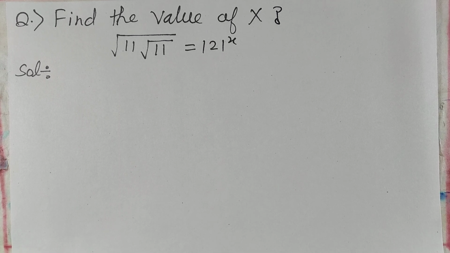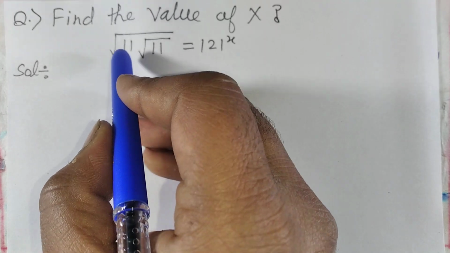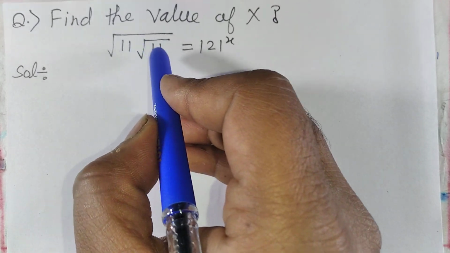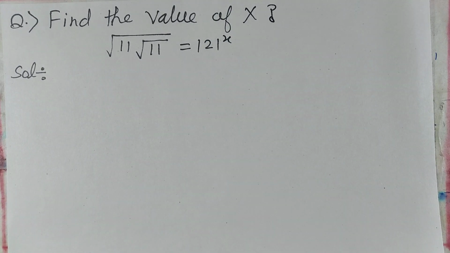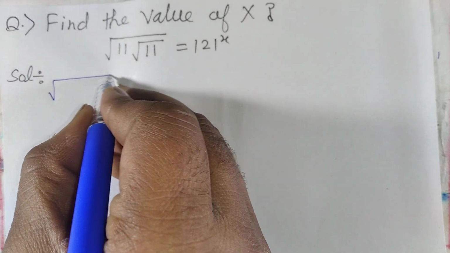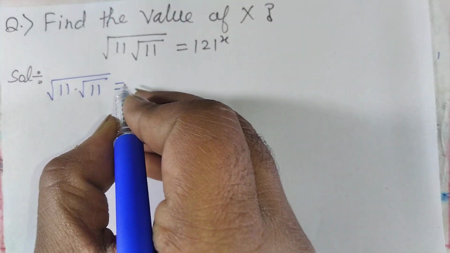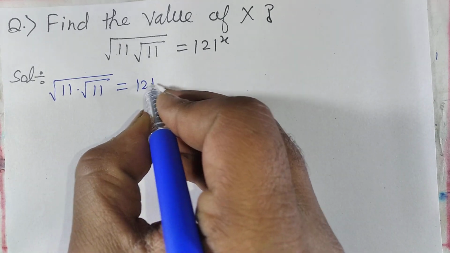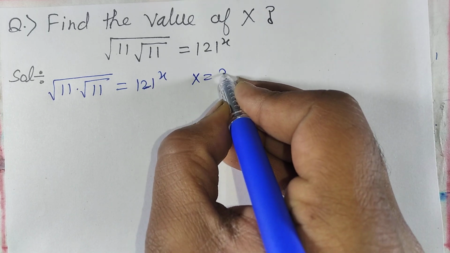Hi everyone, we have a problem on surds or radicals and exponentials from Olympiad math. The problem is: find the value of x from the expression √11 times √11 ... is equal to 121 raised to the power x. Given √11 times √11 is equal to 121 raised to the power x, we have to find the value of x.